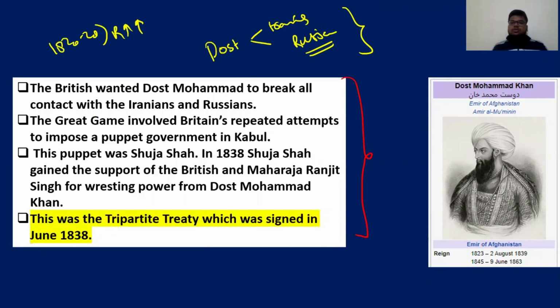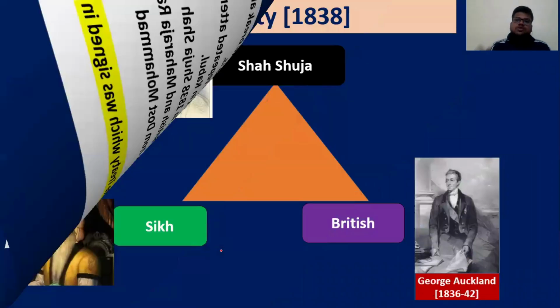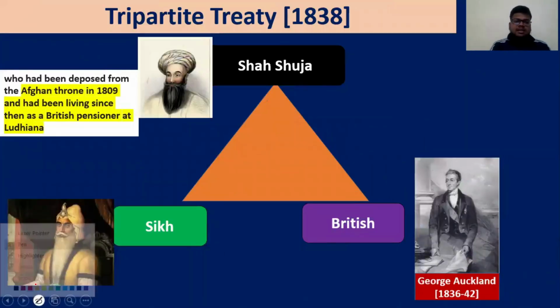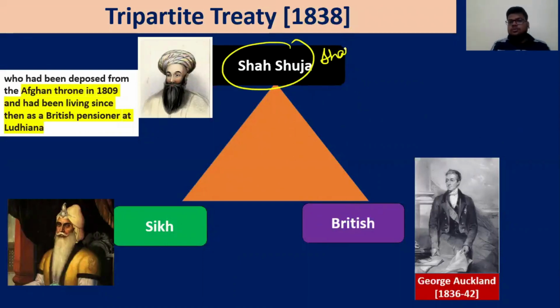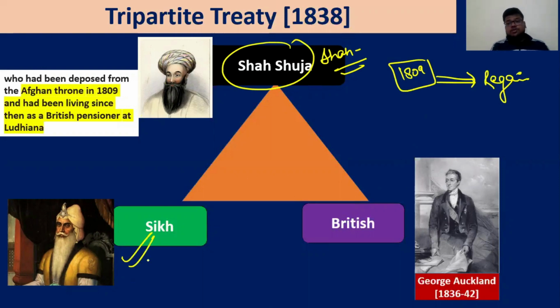What will we do? We will work with the other Amir of Afghanistan who was not there. That means before Dost Muhammad, there was one more Afghan ruler. His name was Shah Shuja. He was deposed from the Afghan throne in 1809, so he also obviously wanted to regain it. You have Ranjit Singh with whom the British were working, and so they signed this tripartite treaty in 1838.